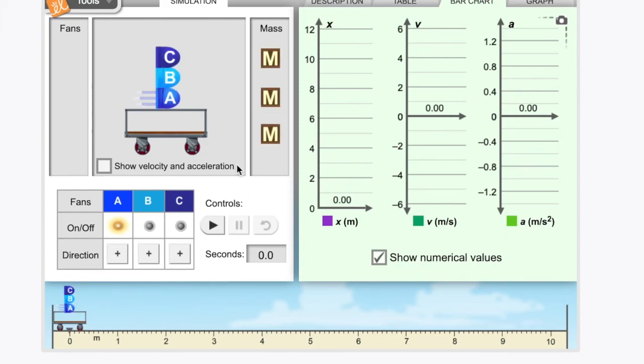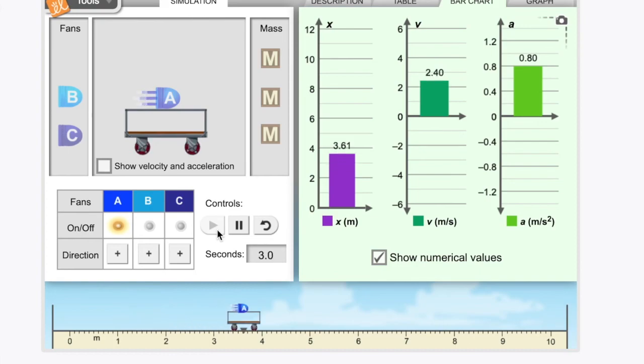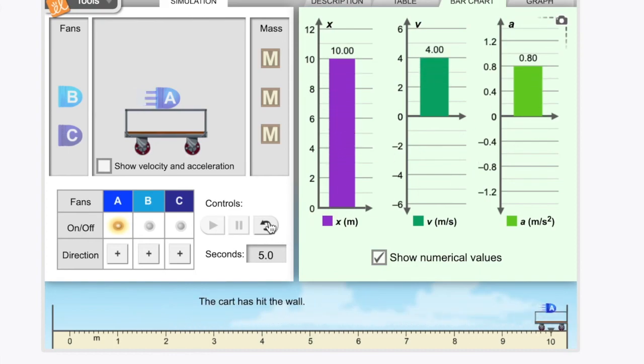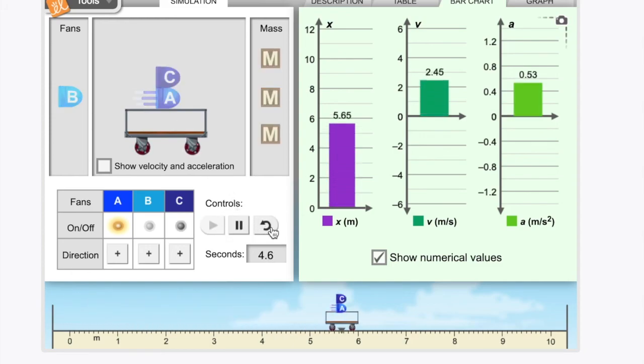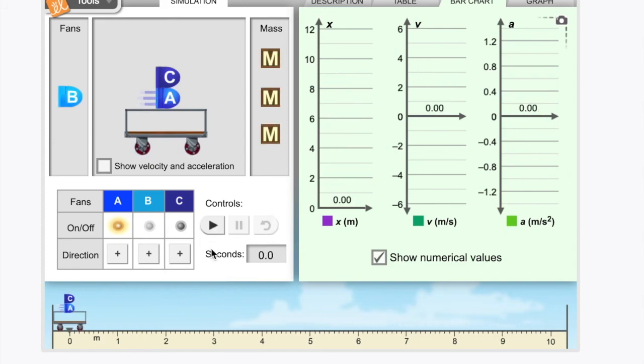Let's see if taking the fans off changes this at all. Oh, if we take the fans off, then the acceleration is 0.8. So each of the fans has a mass, right? So you've got to figure that out. Add the fans, see how that changes it. Okay, so it's not just as simple as taking the force and dividing it by the acceleration, because that'll give you the mass of the fan and the cart together.